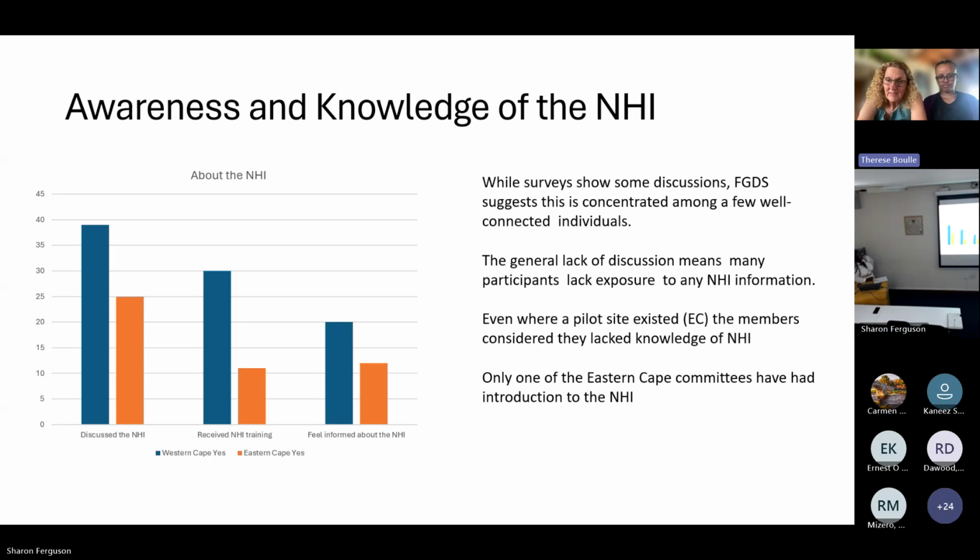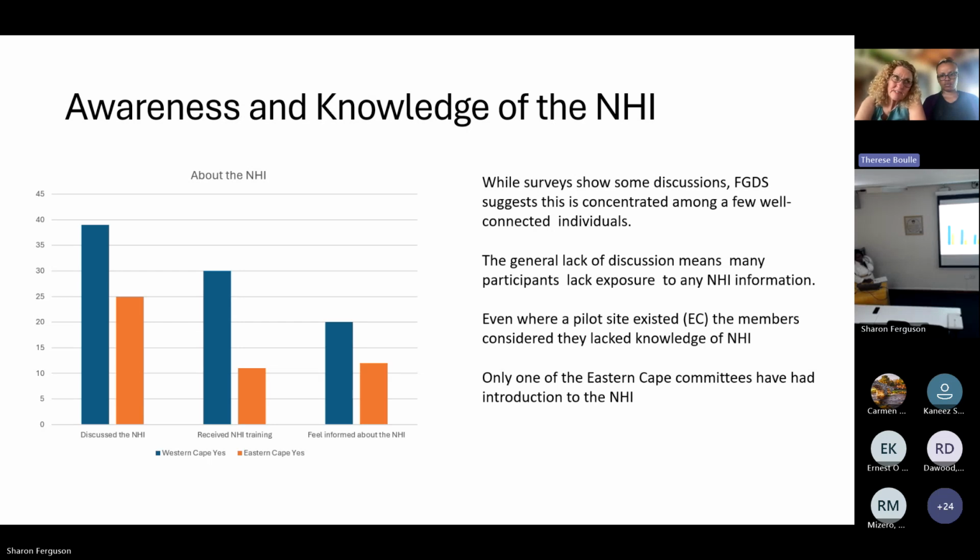pretty poor, and that it seemed to center around community members who were more well connected. They were the ones who had some training or some discussion or some knowledge of the NHI. The general lack of discussion means that most participants lack exposure to NHI information.